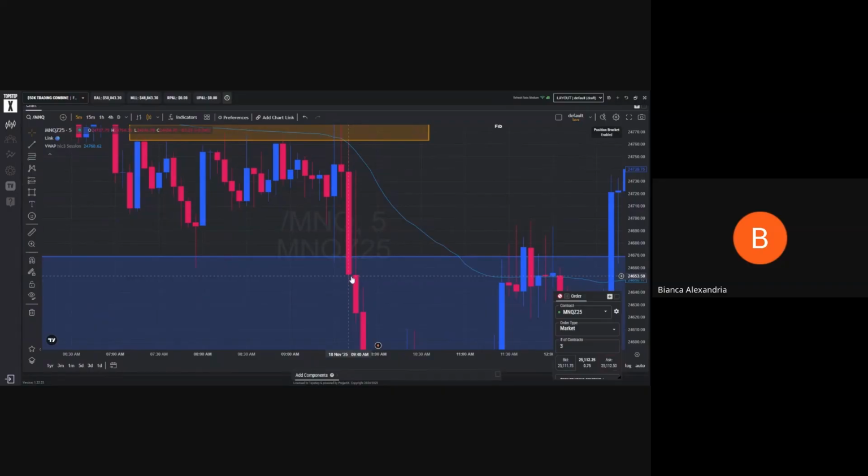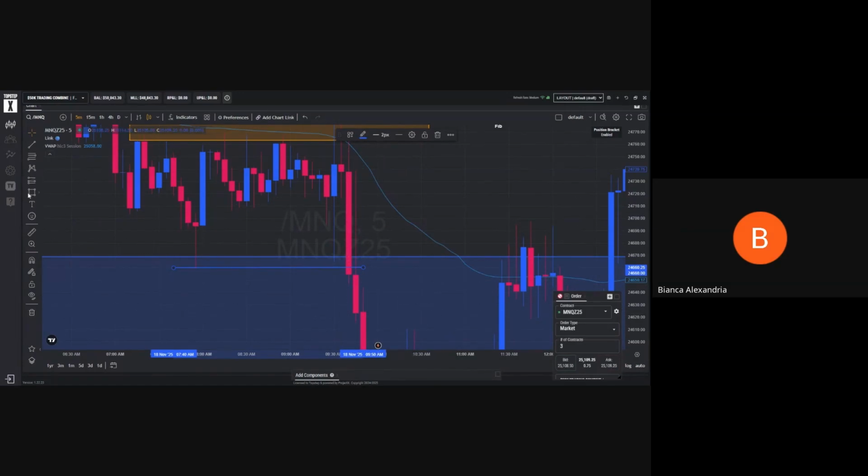So we finally get that with the close of this 9:40 candle, and I'll draw a line here. Well, actually, I'll draw a line up here because this is what I want to break. So price finally did that at this 9:40 candle. Now I'm looking for some type of retrace.